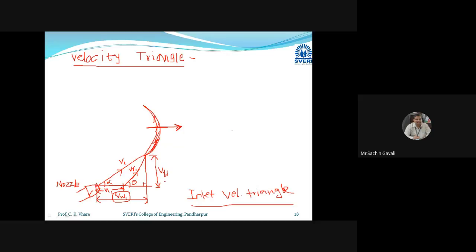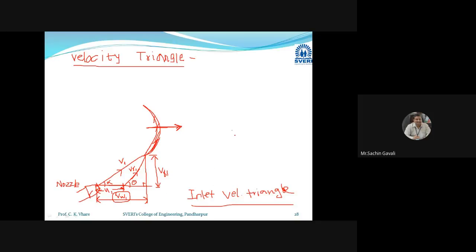In the tangential direction, the blade is moving with velocity U, but the nozzle velocity V1 is definitely greater than U1. There is a relative difference, and vectorially, if you join the ends of V1 and U1, you get the relative velocity VR1. It is the relative difference between the jet velocity and the blade velocity. VR1 makes an angle theta with the horizontal, called the vane angle at inlet.